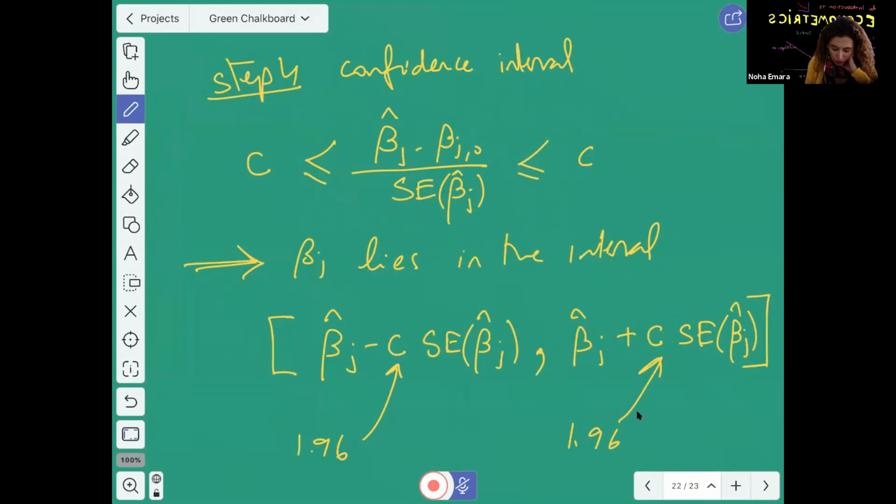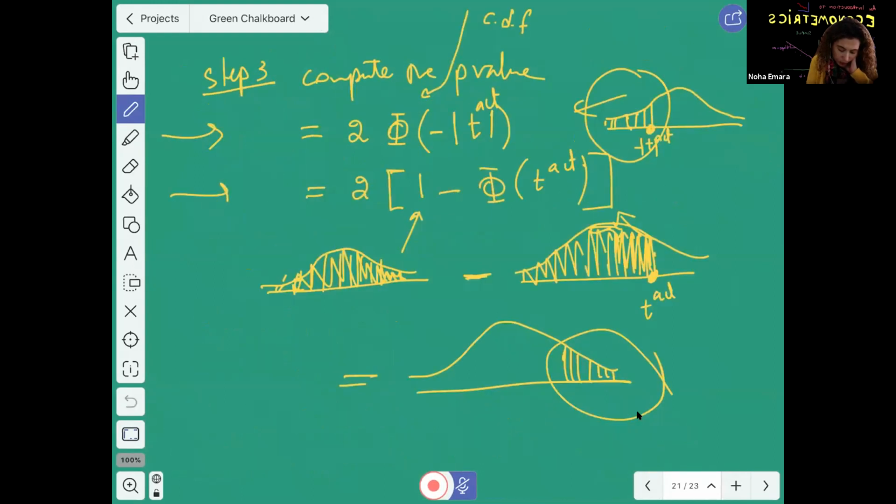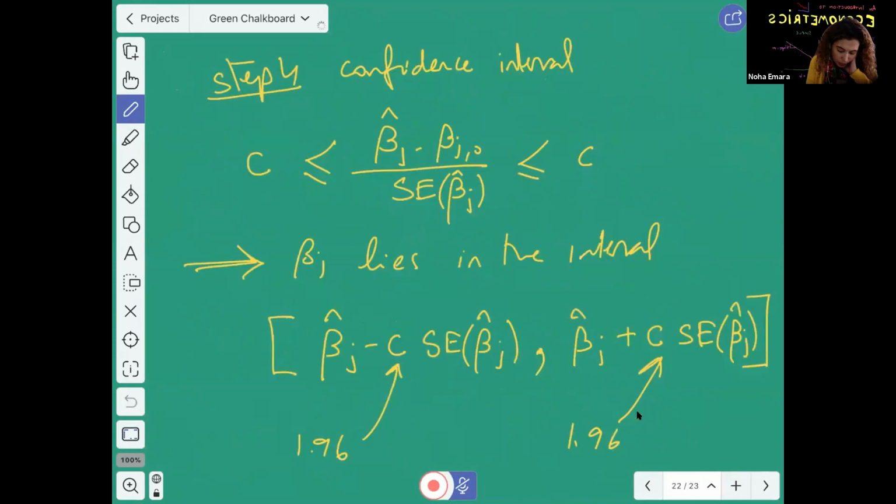The good news is when you follow the 4 steps, in step 1 you calculate the standard error. You use it to go to step 2 because the t-statistic depends on the standard error. Then you take it to compute step 3 because the p-value depends on the t-statistic. And then in step 4, the confidence interval depends on the standard error again. So they are all connected.